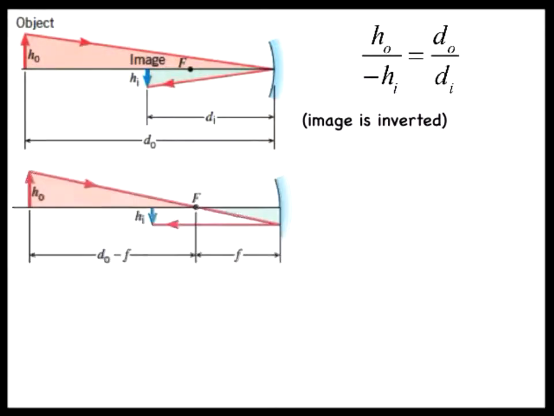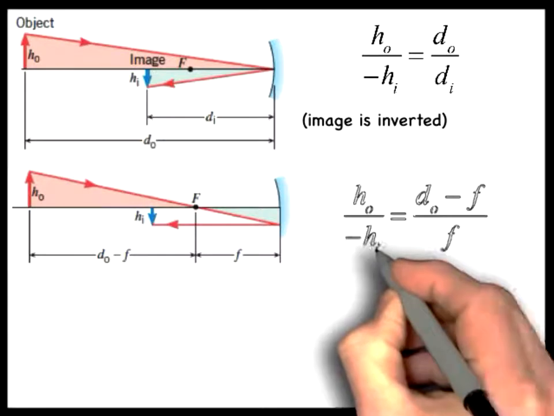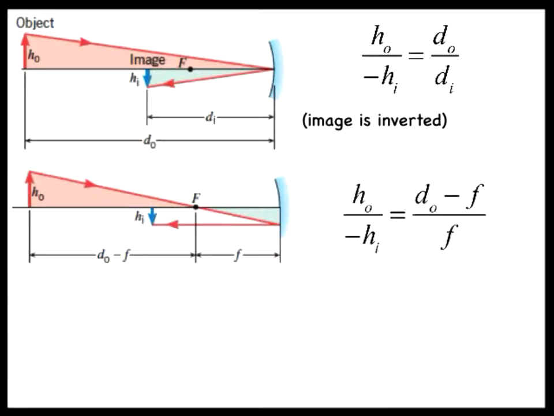If we now consider another ray coming from the object, say the one that first passes through the focal point and then upon reflection comes out parallel to the principal axis. Here again, the two shaded areas represent similar triangles, provided the ray remains close to the axis. Equating ratios of corresponding parts, we get the following: HO over minus HI equals DO minus F divided by F.